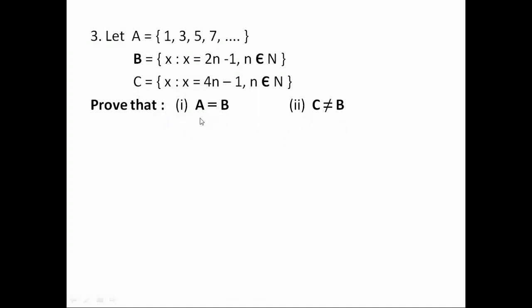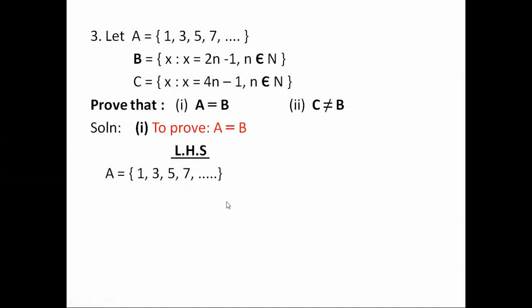So let's take the first one. Let's try to prove that set A is equal to set B. Now for set A and set B, to prove them equal, let's take the set A as the left hand side and represent the set in the roster form. So set A is already given in roster form. Now let's try to see set B. So we need to represent the elements of set B in the roster form. Now let's remove this C from here for time being.